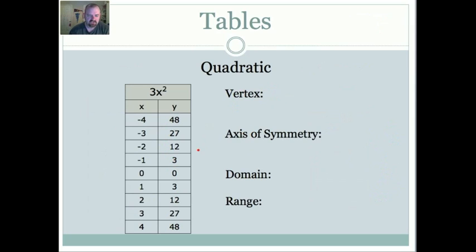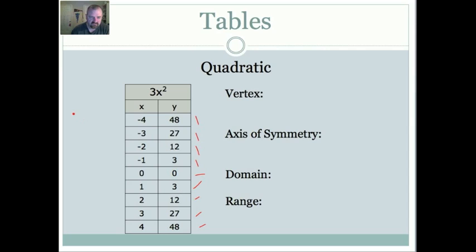Now, if we look at just the quadratic, we can look at the table, and from that table, we can find all the information we found from the first video by looking at the graph. We can find the vertex. And this one's a little tricky, but as you can see, it's going to be fairly easy. We're going 48, 27, 12, 3, 0, 3, 12, 27, 48. There's an obvious pattern. It's going down, down, down, down, gets to 0, starts going back up.